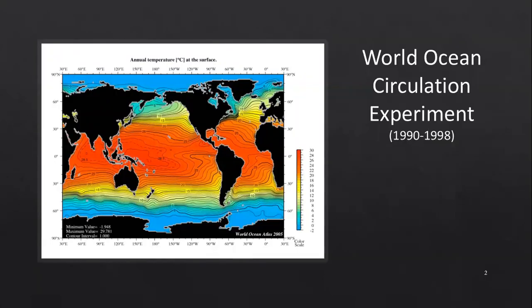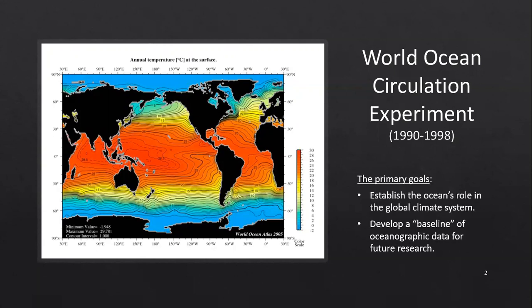The global ocean temperature data used in this lab came from the 1990 to 1998 World Ocean Circulation Experiment. The endeavor involved over 30 countries, hundreds of research cruises, and millions of physical and chemical measurements throughout the global oceans. The primary goals were to establish the ocean's role in the global climate system and to develop a baseline of oceanographic data for future research. This data continues to provide critical information for testing hypotheses and models of oceanographic processes.